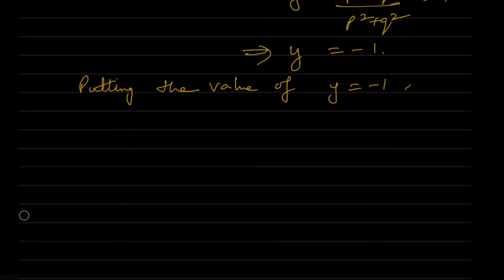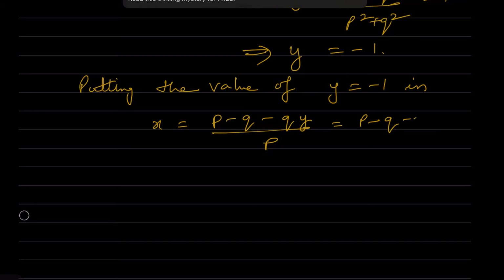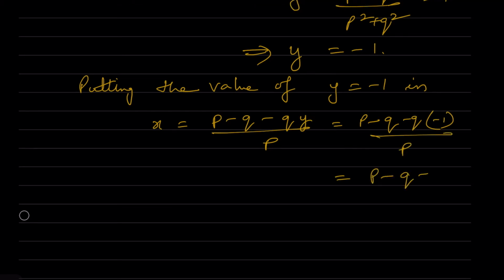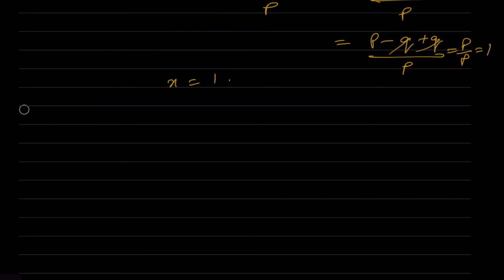y is equal to minus 1 we are getting. Now substitute this value of y is equal to minus 1. I forgot to name it as equation 3. So in that equation you are putting y is equal to minus 1, which gives you p minus q minus q into minus 1 by p. So q will get cancelled because that becomes plus q by p. So therefore you are getting p by p, which is nothing but equal to 1. Hence the solution is x is equal to 1 and y is equal to minus 1.